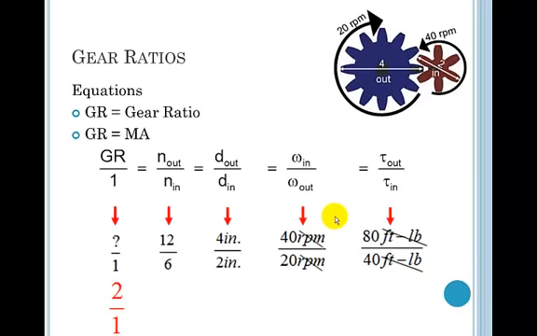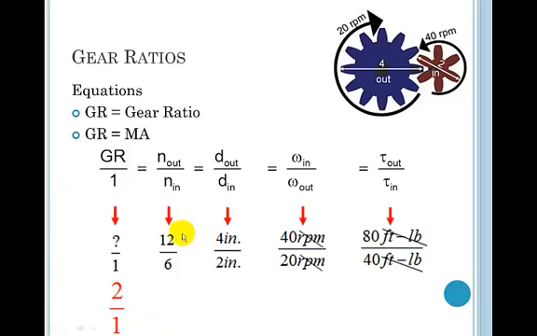All right, so gear ratios. GR is what I'm using for the gear ratio here. The gear ratio is the mechanical advantage of a gear train. And I wrote GR over 1, but that was just to help you cross multiply and divide. So let's go through what that looks like.